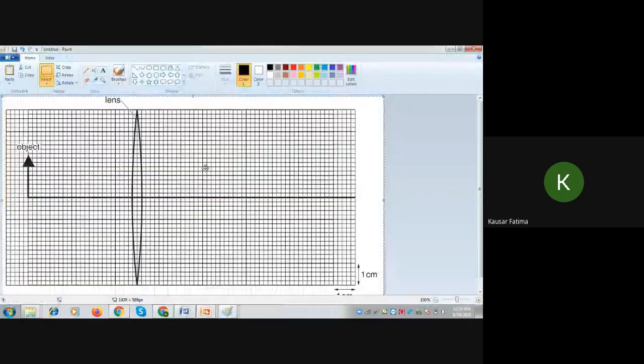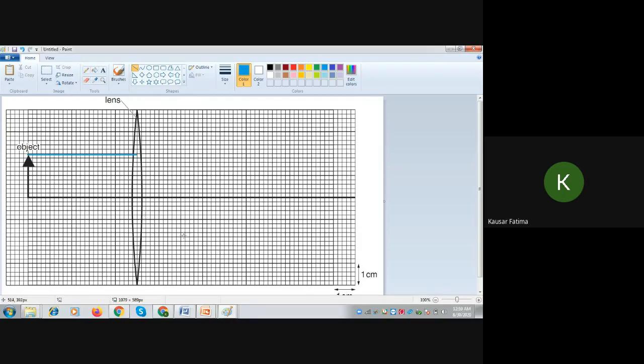In this, what will we do? We will draw two rays. One from the top of the object going parallel to the principal axis, and from here it goes through F. F you will have to mark.